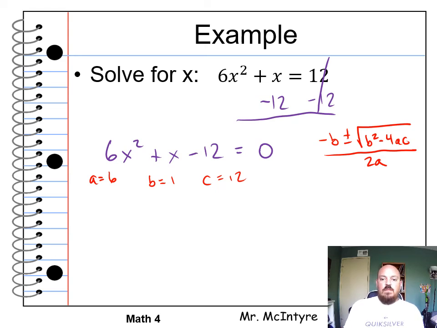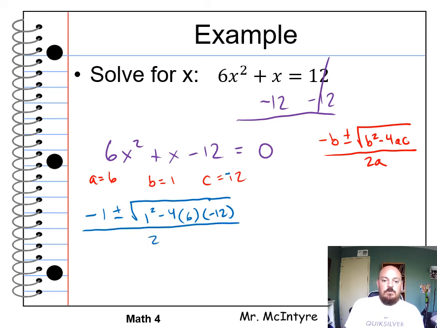So let's do the work. The opposite of b would be negative 1, plus or minus square root of 1 squared minus 4 times 6 times negative 12, and it's all over 2 times 6. So I'm going to leave the negative 1. 2 times 6 is 12. That's easy. Now inside the square root, we end up with 289.